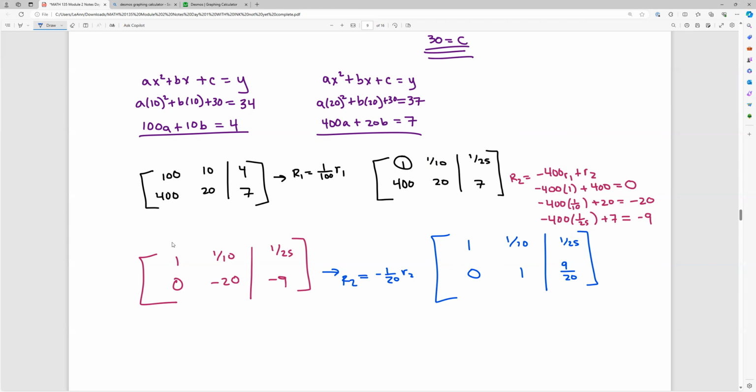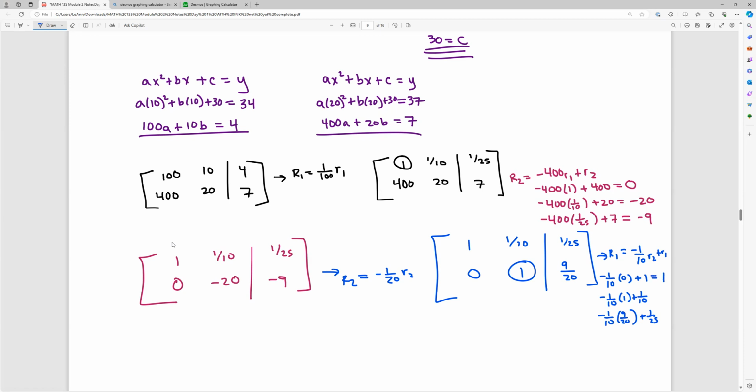Okay. So the final step is we need a 0 above the 1 right here. We need that to be zeroed out. So row 1 is going to have to be negative 1/10 times row 2 plus row 1. So you might want to write out your work. Negative 1/10 times 0 plus 1, negative 1/10 times 1 plus 1/10, negative 1/10 times 9 over 20 plus 1 over 25. That one will probably be the one you'll need your calculator for.